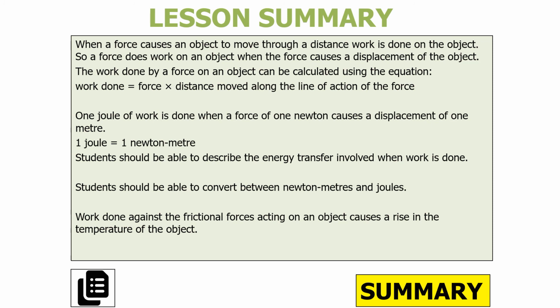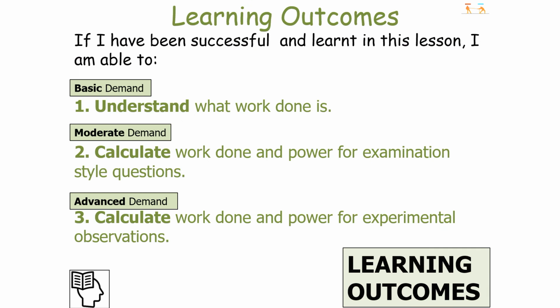You should be able to describe the energy transfer involved when work is done, and you should be able to convert between newton meters and joules. Work done against the frictional forces acting on an object causes a rise in the temperature of the object. If we've been successful and learnt in this lesson, we should be able to understand what work done is and calculate work done and power for examination style questions and for experimental observations.